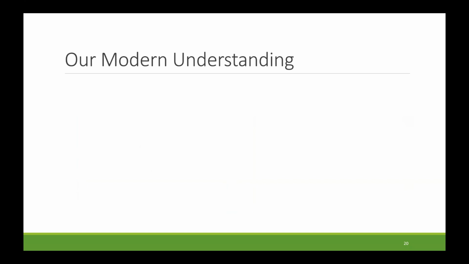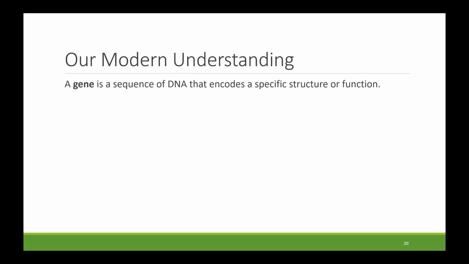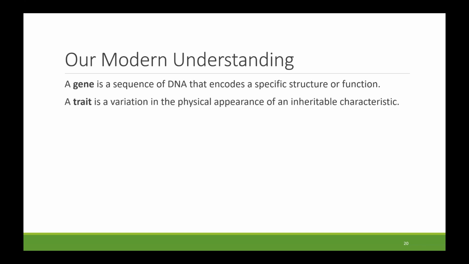Now again, Mendel used the word units to describe these things that were being inherited, but we want to superimpose our modern terminology and understanding here. So today we use the word genes, which are sequences of DNA that encode a specific structure or function. A trait is a variation in the physical appearance of an inheritable characteristic. And then one more term to learn. Alleles are different variations of a gene that encode different traits.